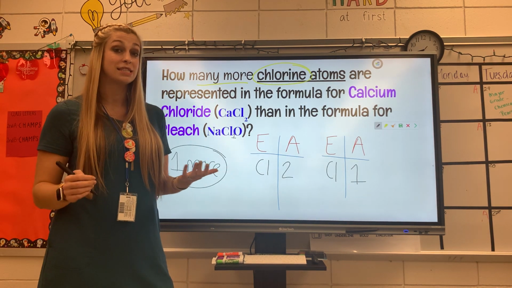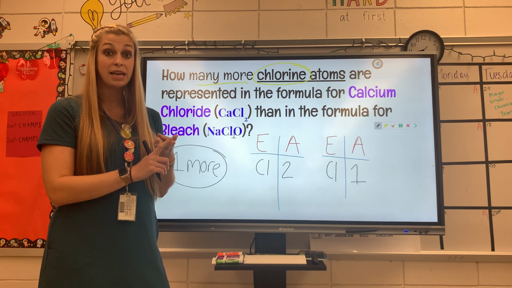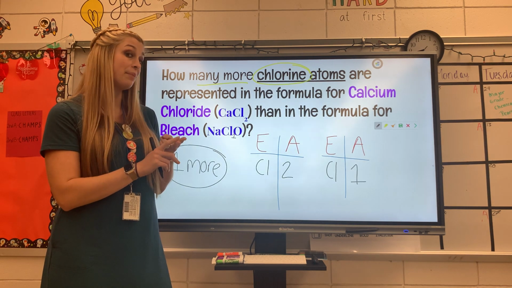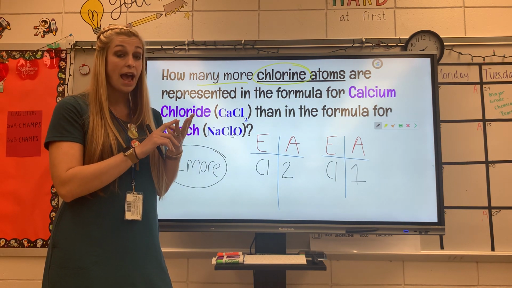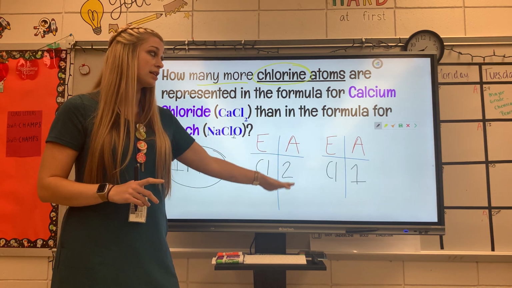So every time it's the same steps. Make your EA chart, check for how many capital letters to determine how many elements, and then add 1s and arrows to count your atoms for the right side of the EA chart.